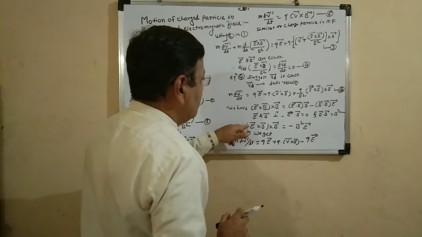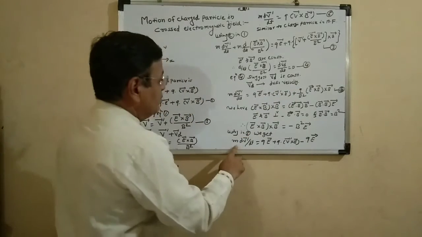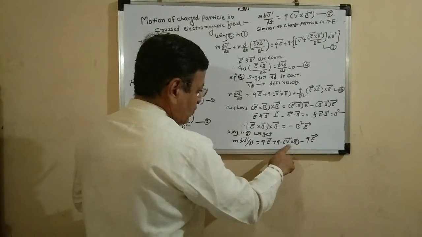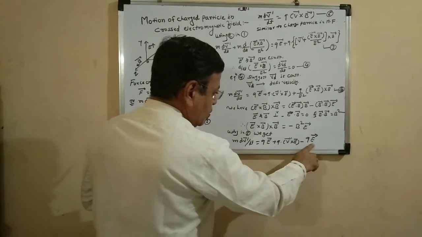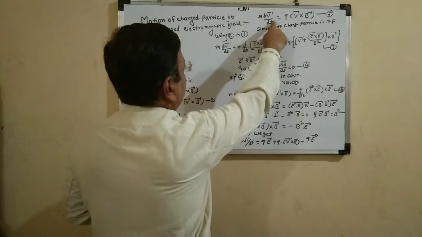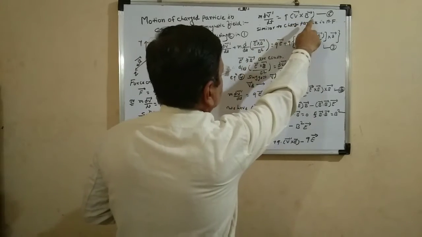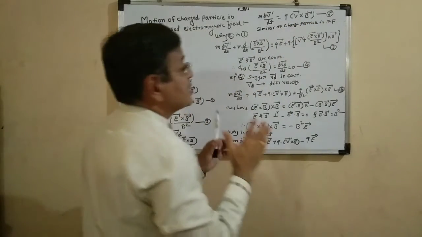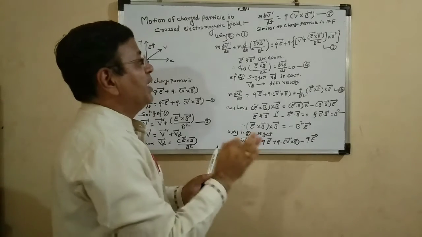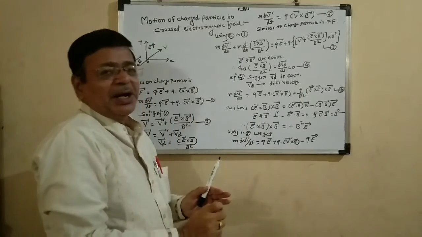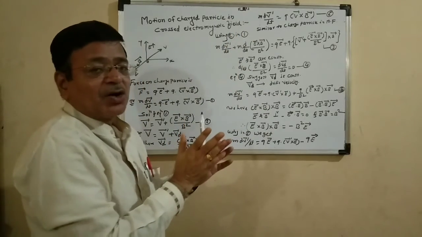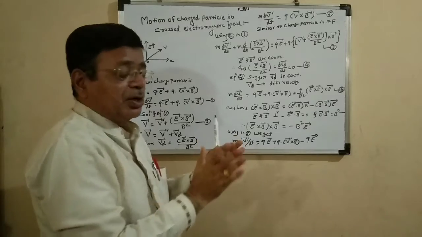So we put this value in equation number 5. So m dV'/dt = qE + q(V' × B) − qE. Cancelling these two terms, the only remaining terms are m dV'/dt = q(V' × B). Call this equation 6. This is similar to the equation when a charged particle is under the influence of only a magnetic field. That is, the same equation is obtained when the electric field and magnetic field are applied crossed to each other, that is, perpendicular to each other.